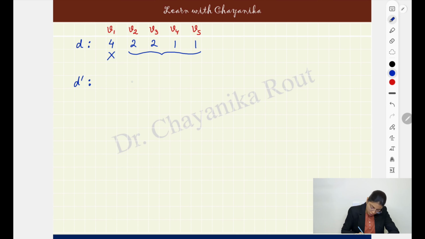So 2 will be reduced by 1, it will be 1. Everyone is going to face a reduction by the value 1. So 2 will become 1, 1 will become 0, this one will become 0. Okay. Immediately after you create your sequence D dash, put the names of the vertices.